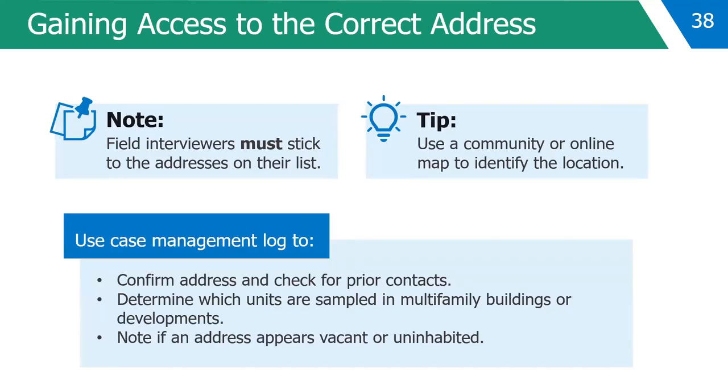So in-person interviewers must stick to the addresses on their list. If you're unfamiliar with the area, use a community map or online map to navigate to the correct addresses. And then make sure if another field team has already visited this address. Make sure to sample the correct number of multifamily units. So you may not have individual unit numbers, but in this development, we need to capture 5 of the units. And you can randomly select them when you arrive there. And then make a note if an address appears vacant. You will have a case management log to record this information.